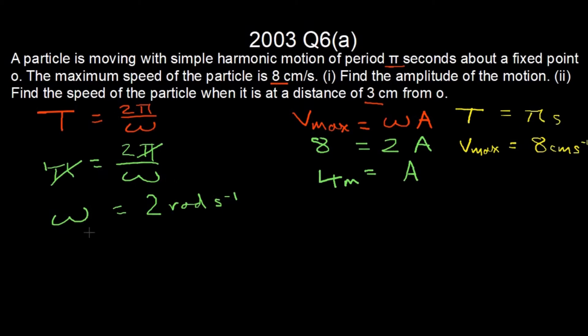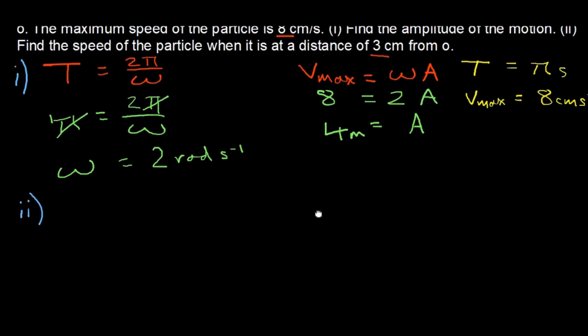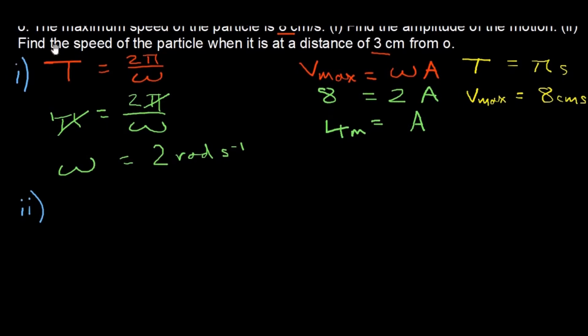So now we'll go ahead and do the second part of the question. This was part 1, now we'll do part 2. The second part asks us to find the speed of the particle when it is at a distance of 3 centimeters from O. For this, we need to use the formula v squared is equal to omega squared times (a squared minus x squared).